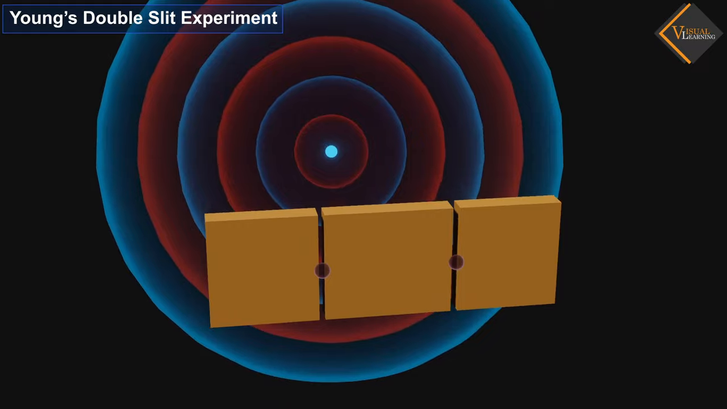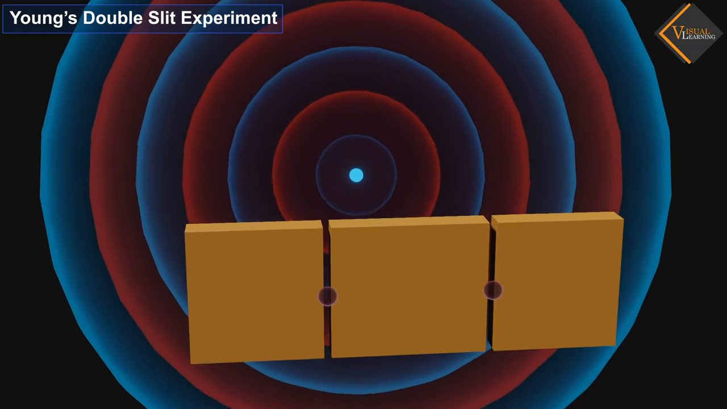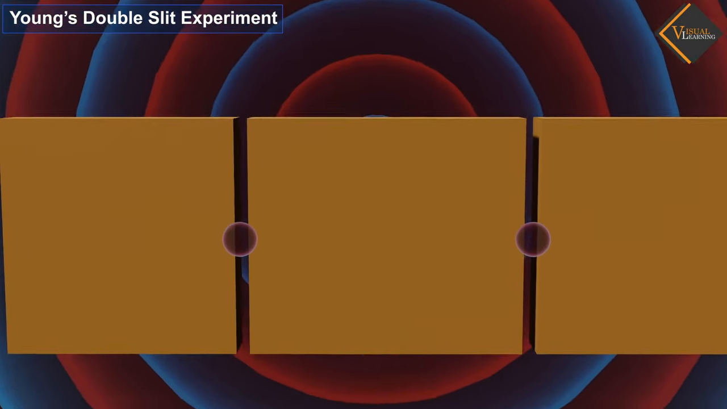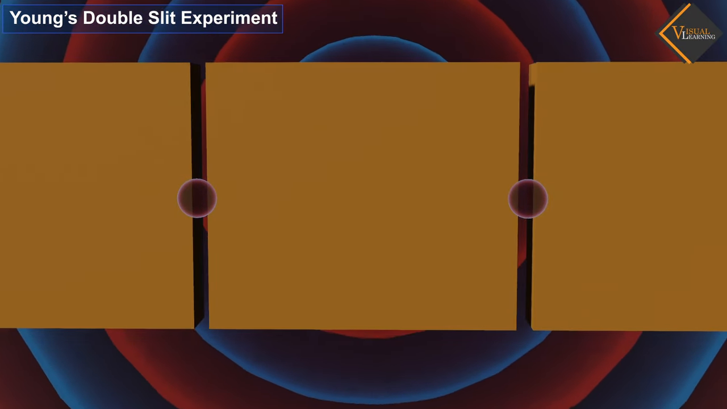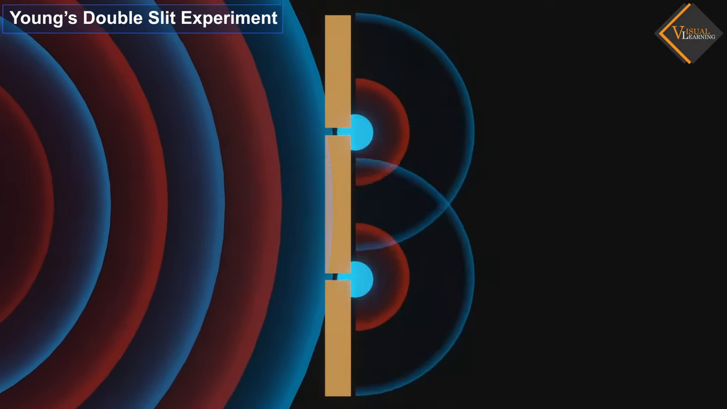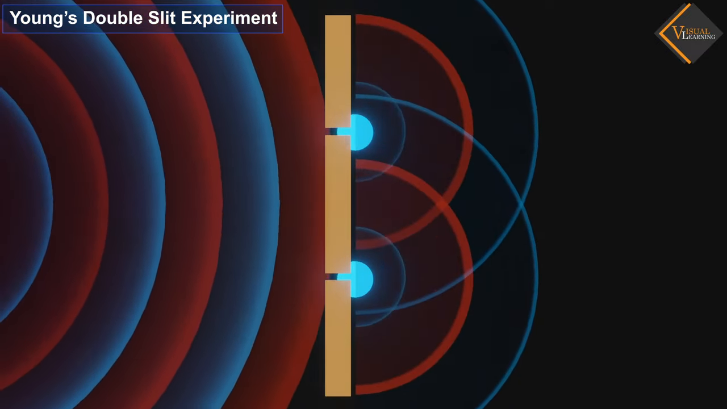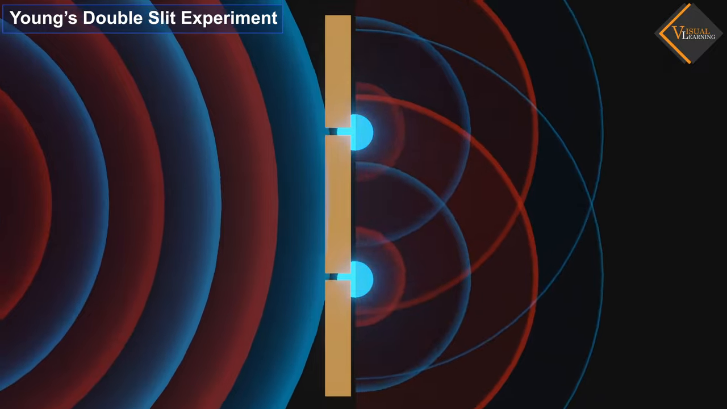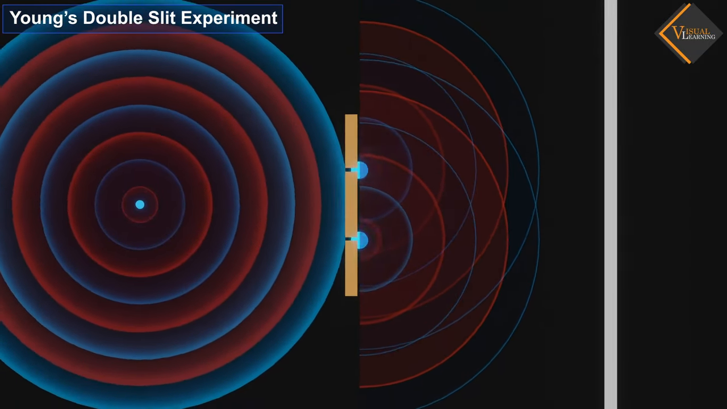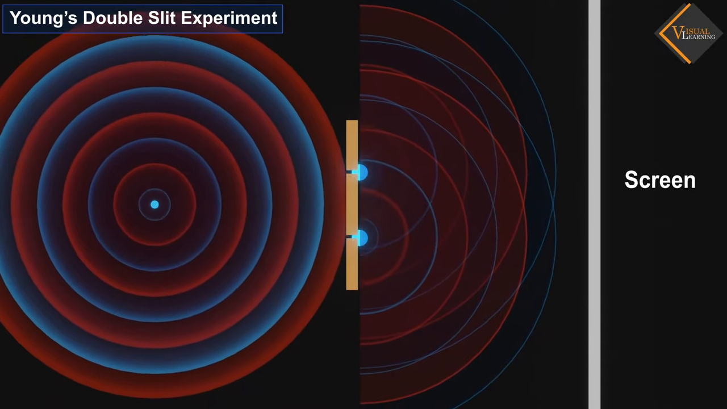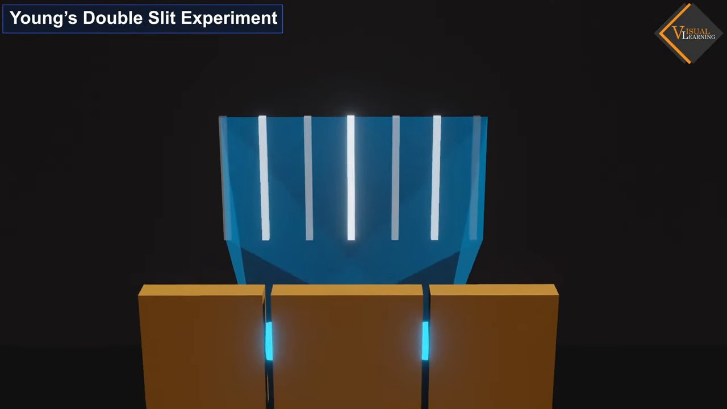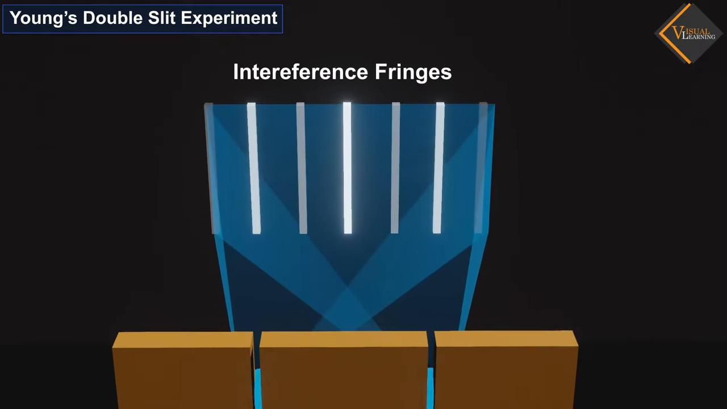Now, consider there are two slits placed in front of these light waves with very sharp openings, allowing the light waves to pass through. When these light waves encounter the slits, two new light sources are created at the slits, generating new light waves. These light waves are incident on the screen and create a pattern like this. We refer to this light pattern as interference fringes.